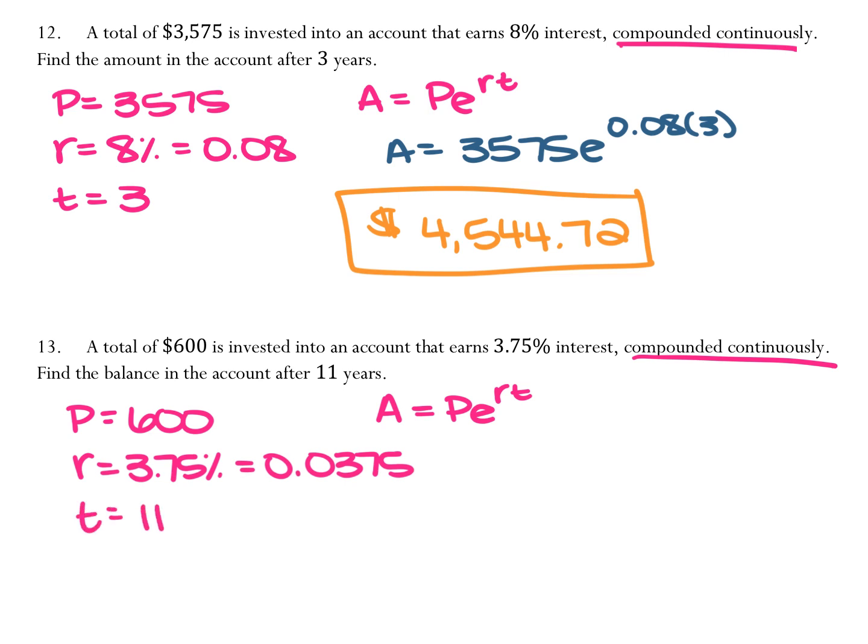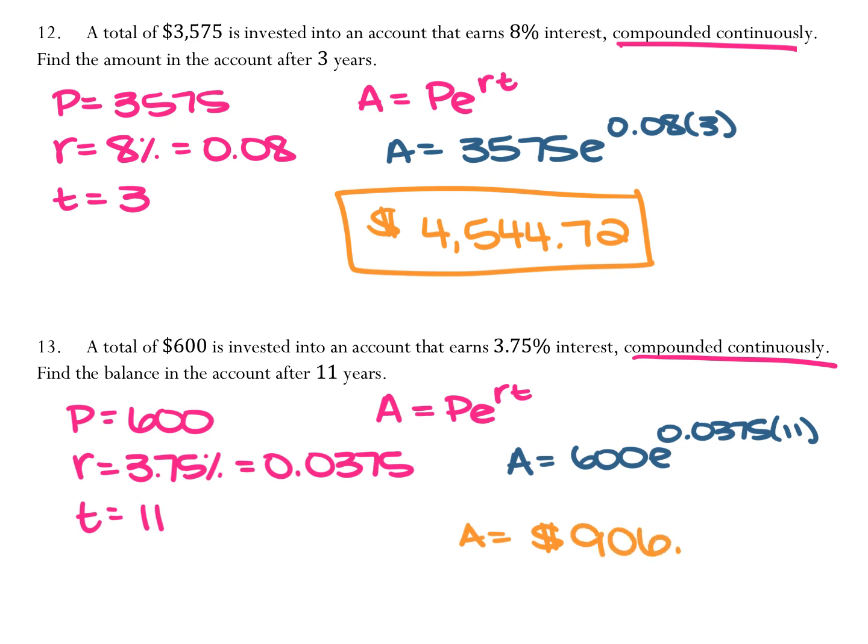So if we plug these values in, you're going to have A is equal to 600 times E to the power of 0.0375 times 11. Plug this into your calculator, round to 2 decimal places. You get that A is equal to $906.35.